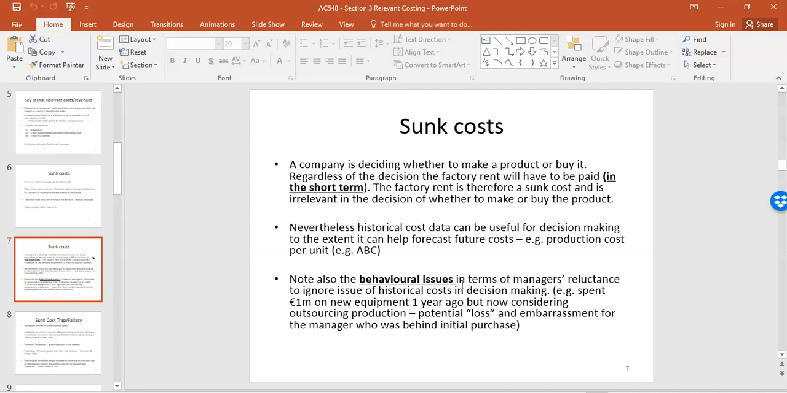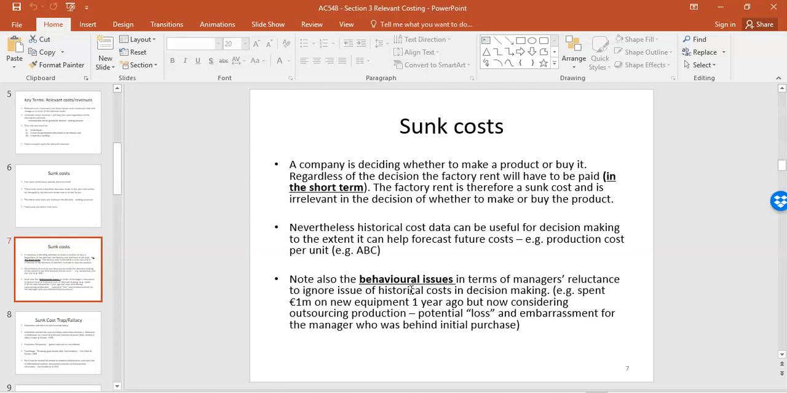So sometimes what happens is there's psychological bias or behavioural issues involved. So think back to your module now on organisational behaviour to say, well, if I spent €1 million on equipment last year and now they're looking to outsource production, I'm not going to be supporting that because it's going to look like I'm the one that has made a poor decision only 1 year ago, and my potential reputation, the embarrassment, the loss is going to be put on my responsibility.